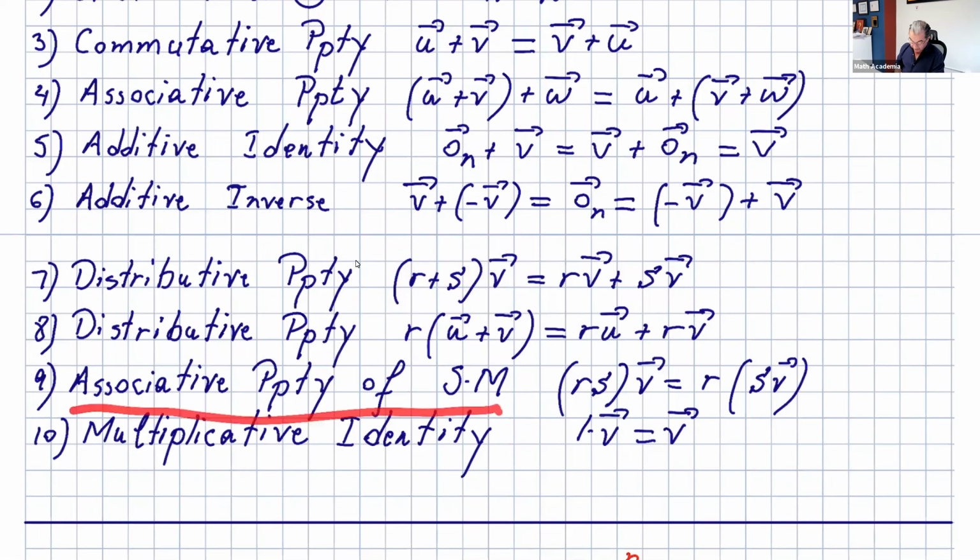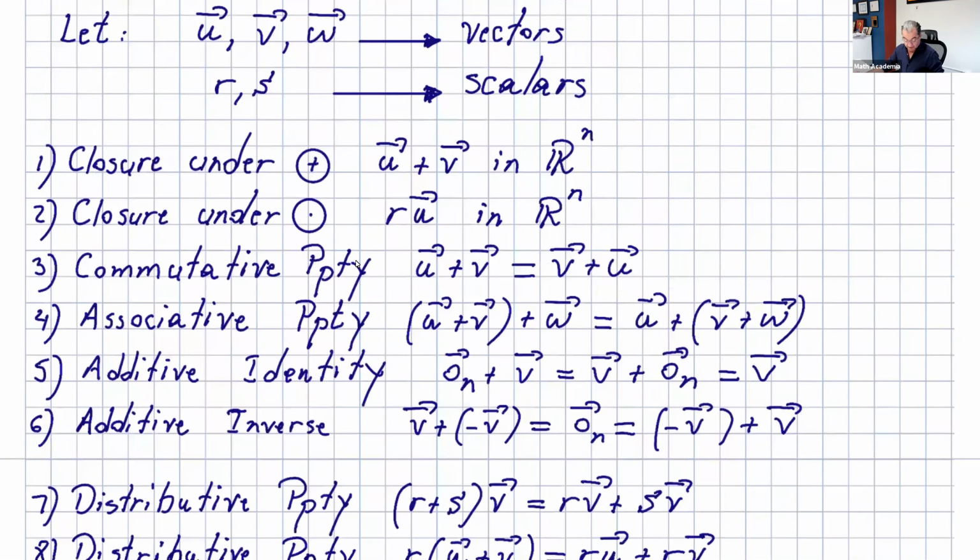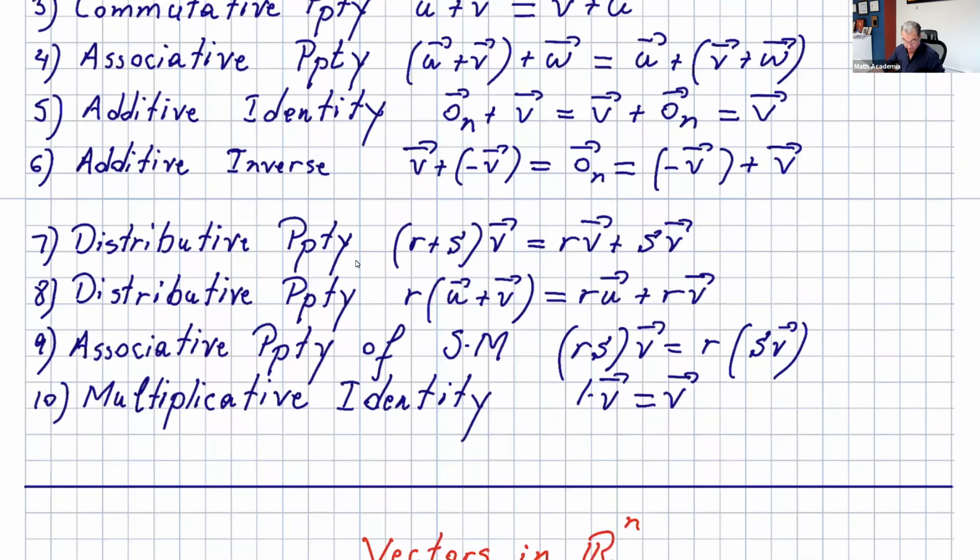Associative property of SM. SM stands for scalar multiplication. So R times S, these are two scalars inside the parentheses, times V equals R times SV, or you can say S times RV. It's the same thing. And of course, the multiplicative identity or the scalar identity: 1 times any vector is going to give you that vector. So these are the properties of vector arithmetic. And again, in the next video, I'll show you the details.